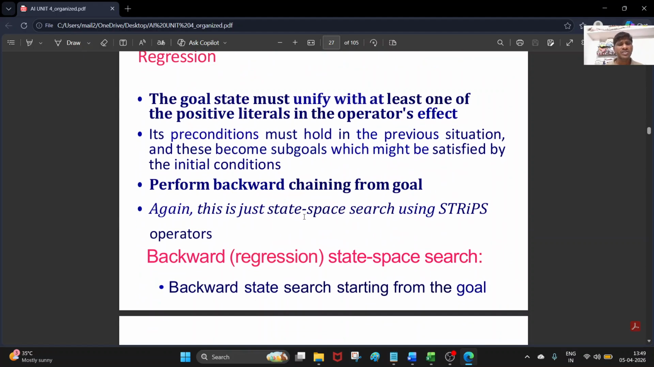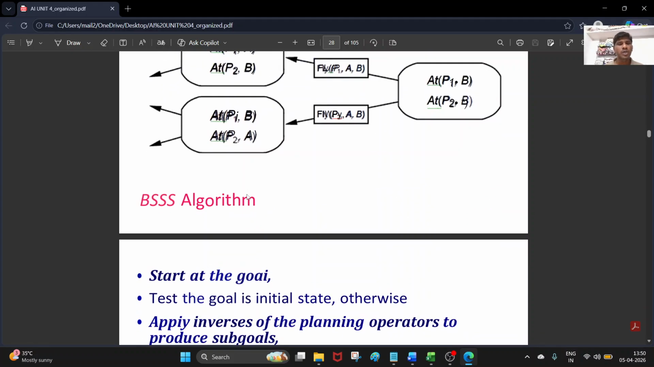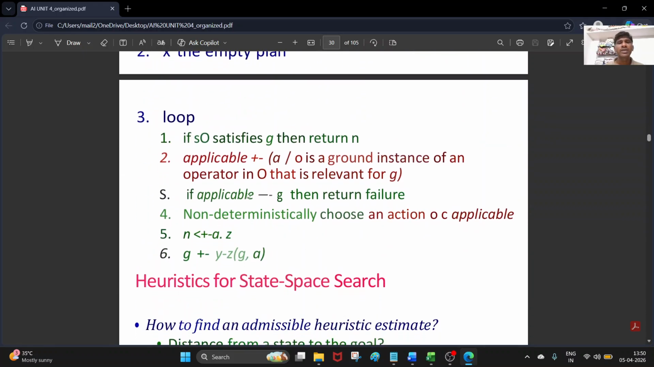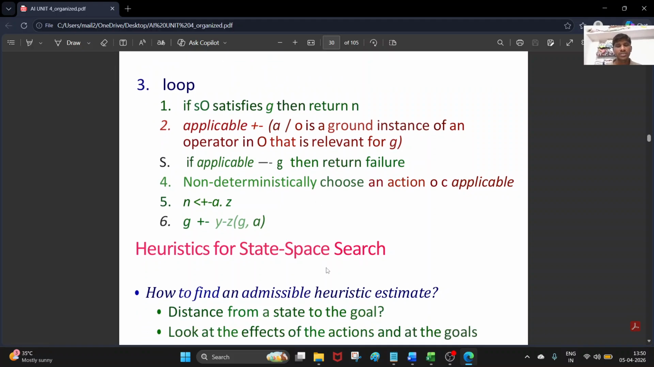Regression is nothing but the reverse of that, which is backward state space search. Here you start from the goal state, then you perform the action, and then you reach the initial state. So this is regarding classical planning, where you have conditions, and based on the conditions certain actions will be performed. Next is heuristics for the state space search.